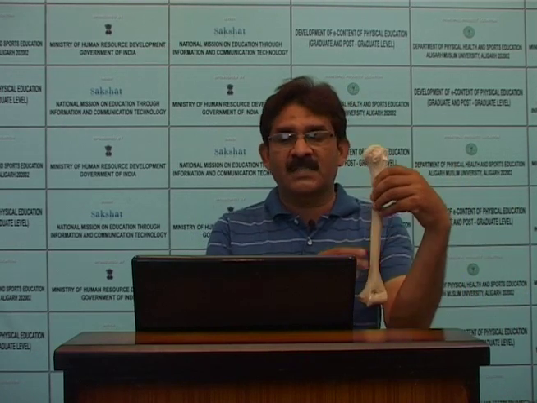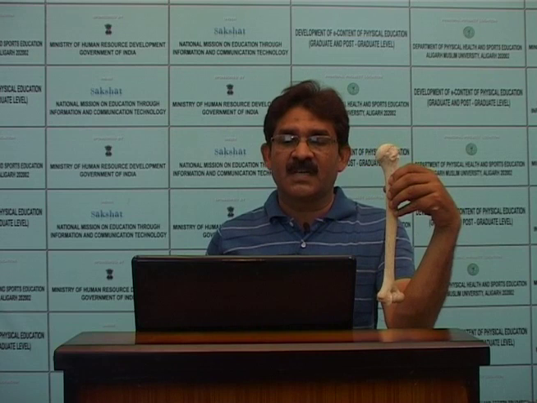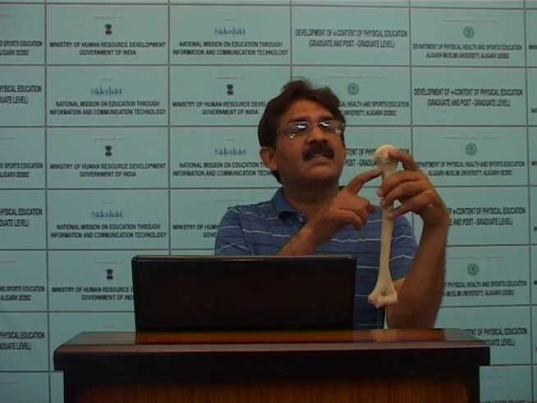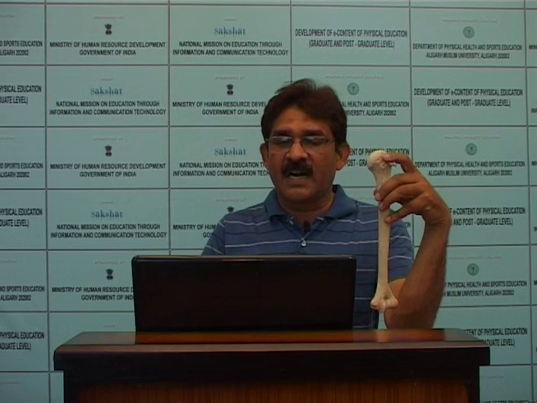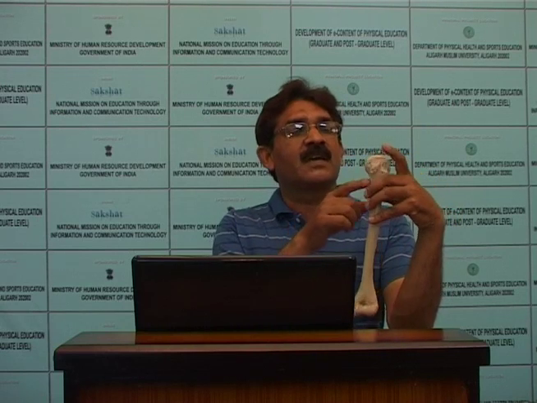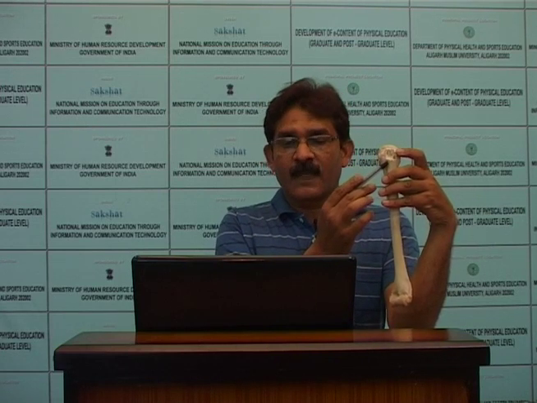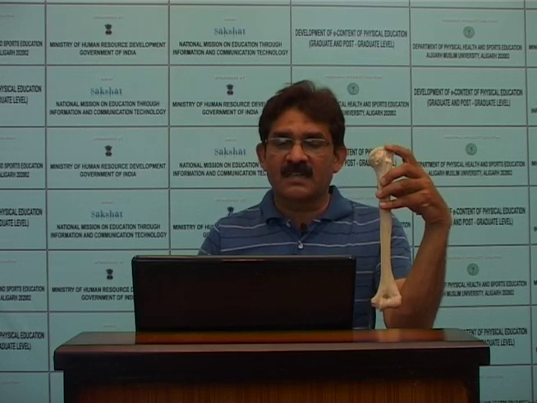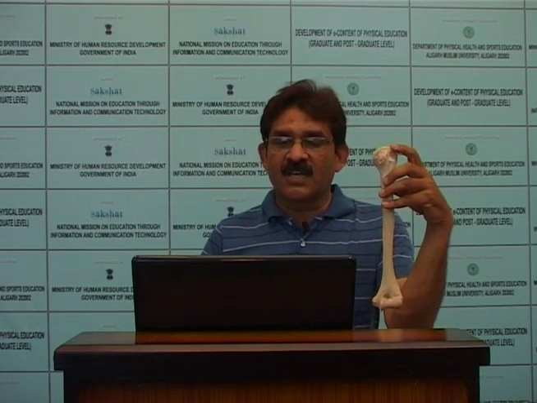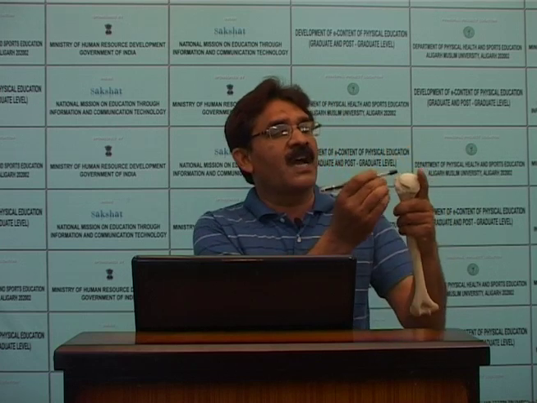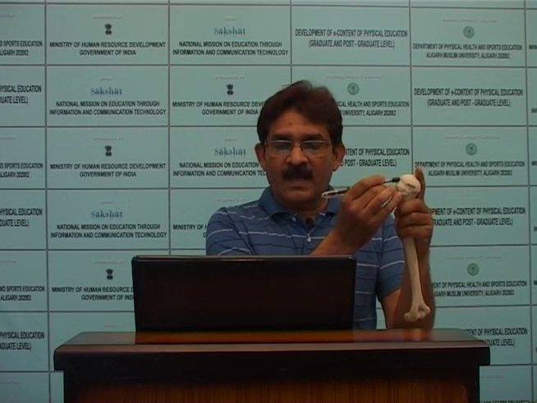Next is the humerus. It has two ends: upper end, head of the humerus, anatomical neck, surgical neck, greater and lesser tubercles. This is the greater tubercle and this is the lesser tubercle. Crests of the greater and lesser tubercles. Intertubercular groove. This is the intertubercular groove. This is the surgical neck.